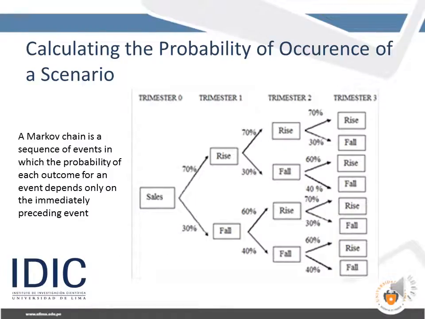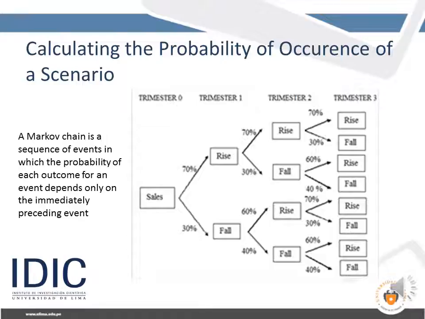Here is an example, very simple because we have only two scenarios in 3 trimesters. The scenario of the sales that can rise and the scenario that the sales will fall, with a probability of each one for each trimester. This probability has been calculated with a Markov chain because in the Markov chain the sequence of events depends only on the immediately preceding event, and that is how the chaotic system works. They only depend on the immediately preceding event.